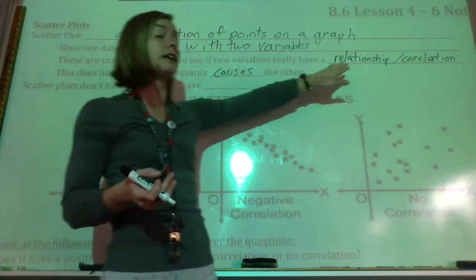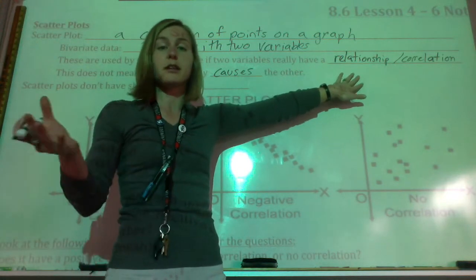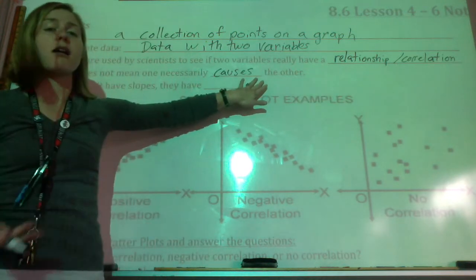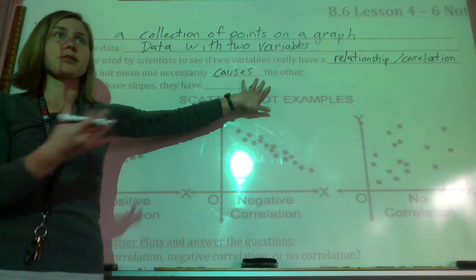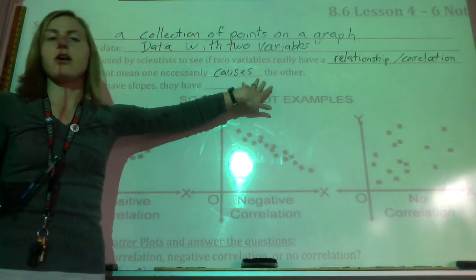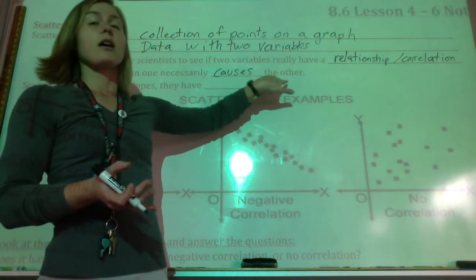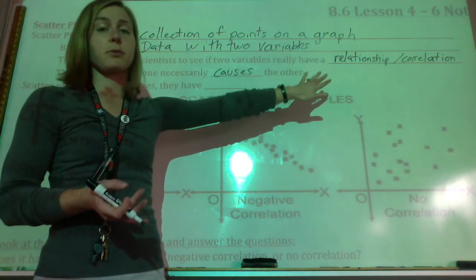There's definitely a correlation and relationship there. People are going to get taller as they're in higher grades, but one does not cause the other. And same thing the other way. Just because you're 6 feet tall doesn't mean, oh, you're a college student. Okay? So this does not show a causation. It shows there's a relationship or a correlation.